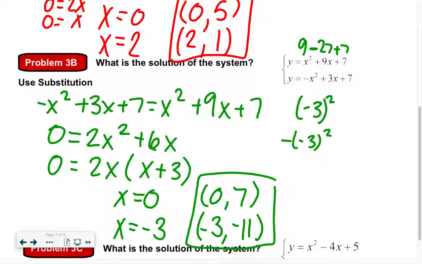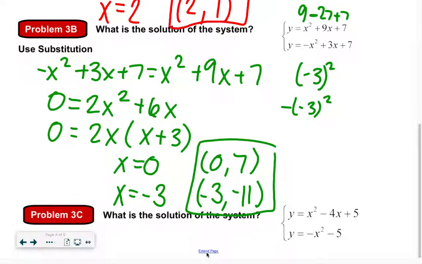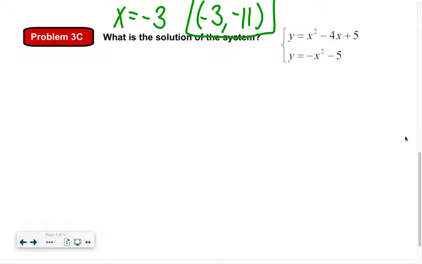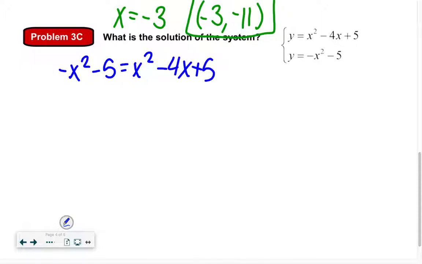Okay, this last one's a little bit different, but we still approach it the same way. Still set them equal. So -x squared minus 5 equals x squared minus 4x plus 5. Same thing, all my x squared terms positive, so move everything to the right. So I get 2x squared minus 4x. This time, do my 5's cancel? No, I get plus 10.